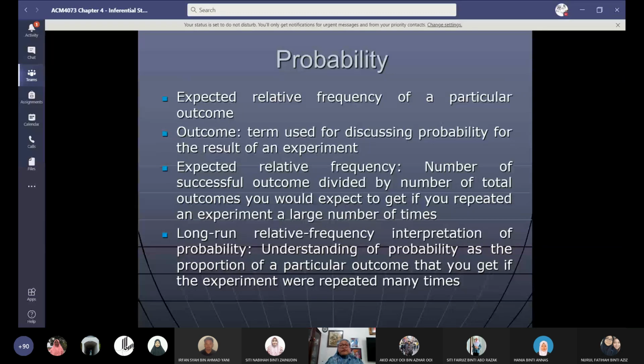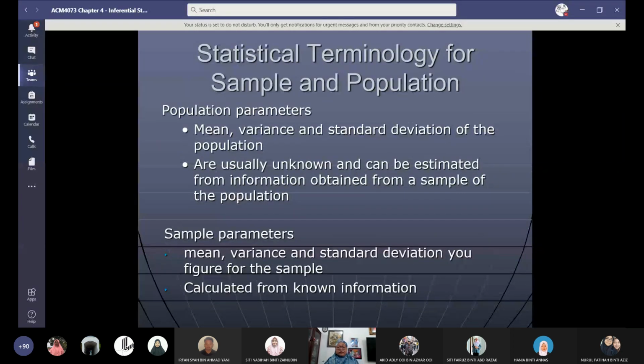So these terms you must remember clearly. What do we mean by outcome? Expected relative frequency and long-run relative frequency. So what is the difference when you have the outcome and then you have this particular sample?